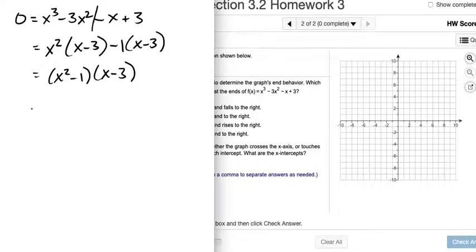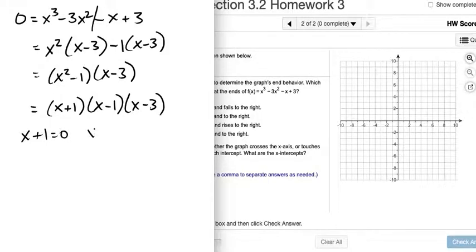Now x squared minus 1, that's a difference of squares that I can factor again. And so that is factored into x plus 1 times x minus 1, since the square root of 1 is 1. And then I have my third factor here, that x minus 3. And so setting each one of these equal to 0 and solving gives me my three solutions of -1, +1, and +3.